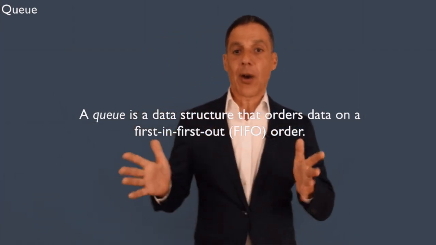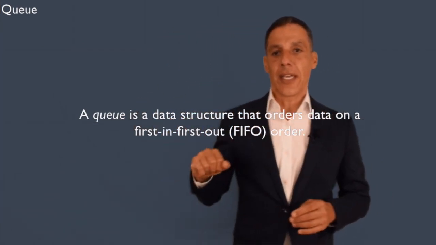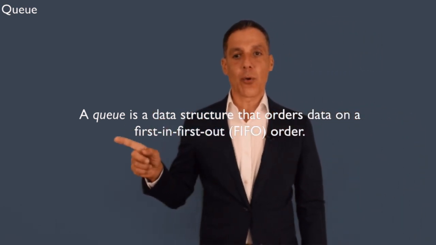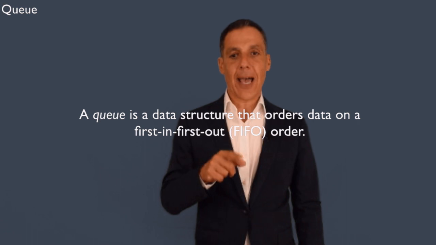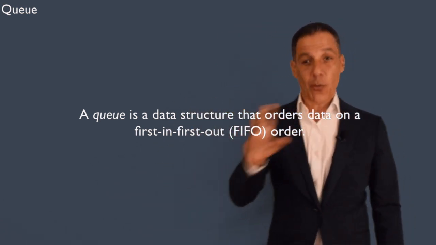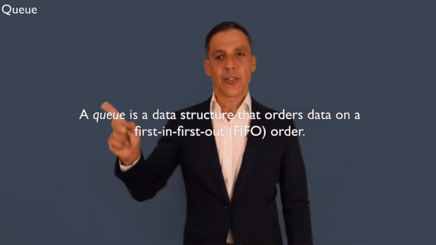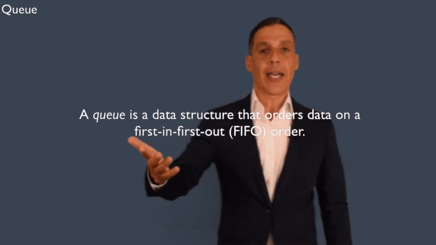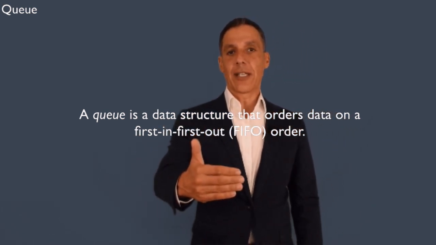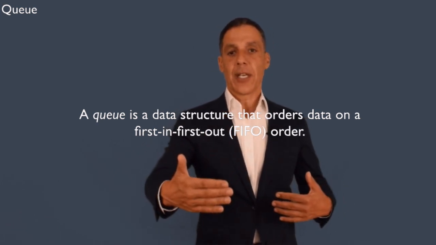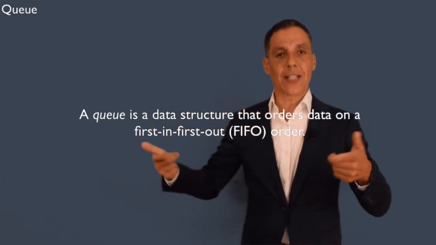So let me go ahead and define it. A queue is a data structure that orders data in FIFO order, first in, first out. We're going to talk about queues first, and then we'll come back and talk about stacks. So what do I mean by first in, first out? This is a queue by the normal English definition. You queue up in a line. The first person that shows up in the line is the first person out of the line, not the other way around. And that's what a queue is.